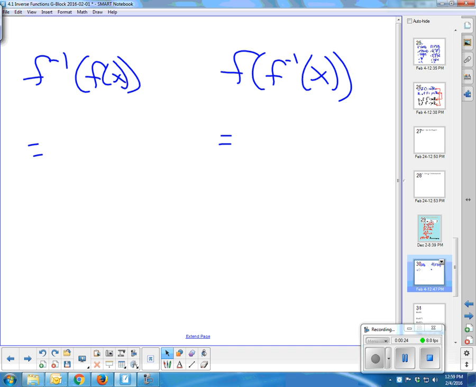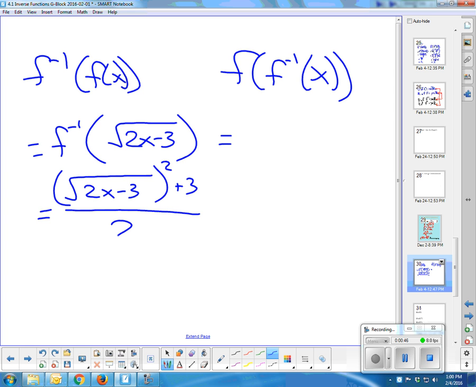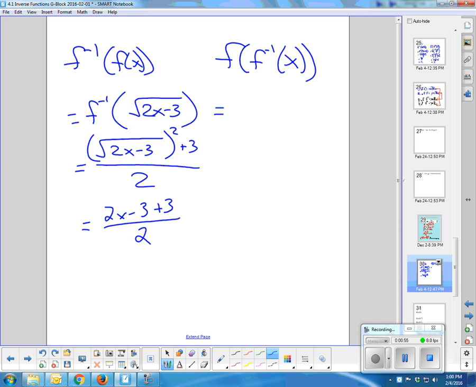In class, we had verified the inverses, and I'll do that here just to make sure that the work you had on your paper is correct. So we put the function f into f inverse, and that is going to give us (2x minus 3) squared plus 3 over 2. I'll square and get 2x minus 3 plus 3 over 2. So that 2x over 2 equals x. And that's what we wanted to have happen.